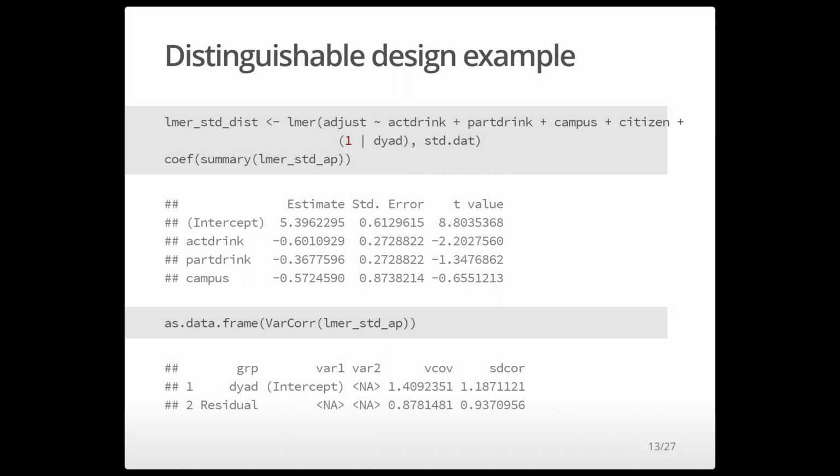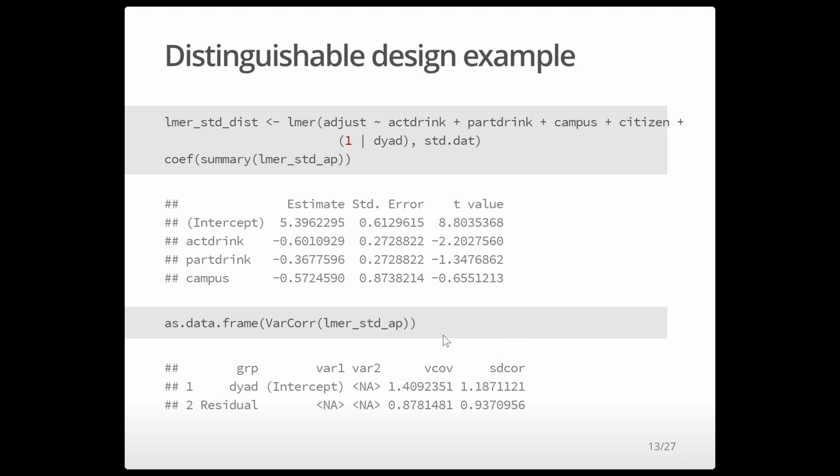We can test exchangeability. In this case, we only have 1 variable to distinguish the roommates, which is citizen. I put the wrong output here, so this is not the correct output. There should be 1 extra line here for citizen, but we could look at the significance of the citizen variable to determine whether it was significant or not.